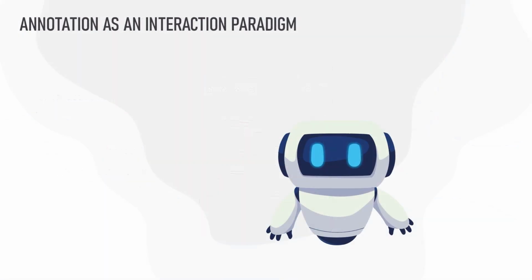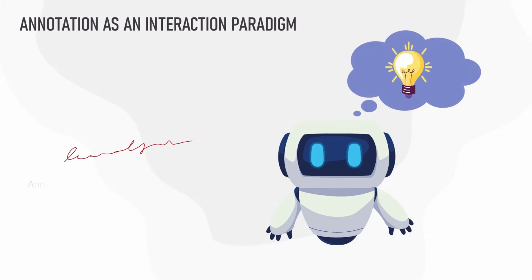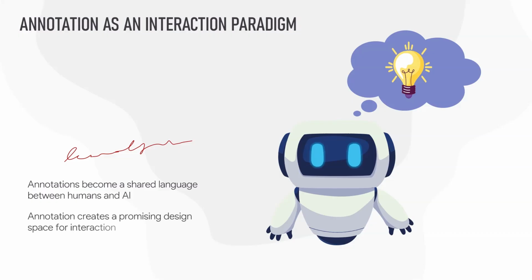Lastly, our study emphasizes annotation as a key component, not just as a tool, but as an interaction paradigm for engaging with AI systems. Annotations become a shared language between humans and AI, opening a promising design space for interaction. Their in-situ nature makes them especially valuable in contexts where explicit input is costly or disruptive.